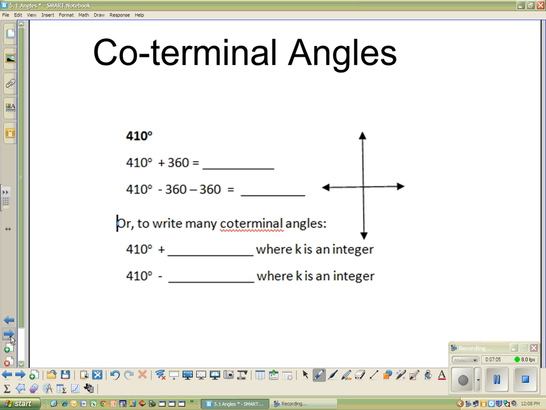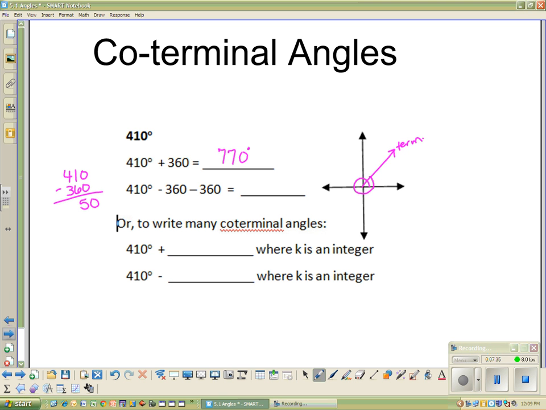Coterminal angles, 410, one similar to it. So 410 wraps around once, that's 360, and then I'd have to go another 50 degrees, wouldn't I? And that would be the terminal side of my angle. If I added 360 to it, I'd be at 770 degrees. That would be a coterminal angle. If I subtracted 360, 410 minus 360 is 50 degrees.